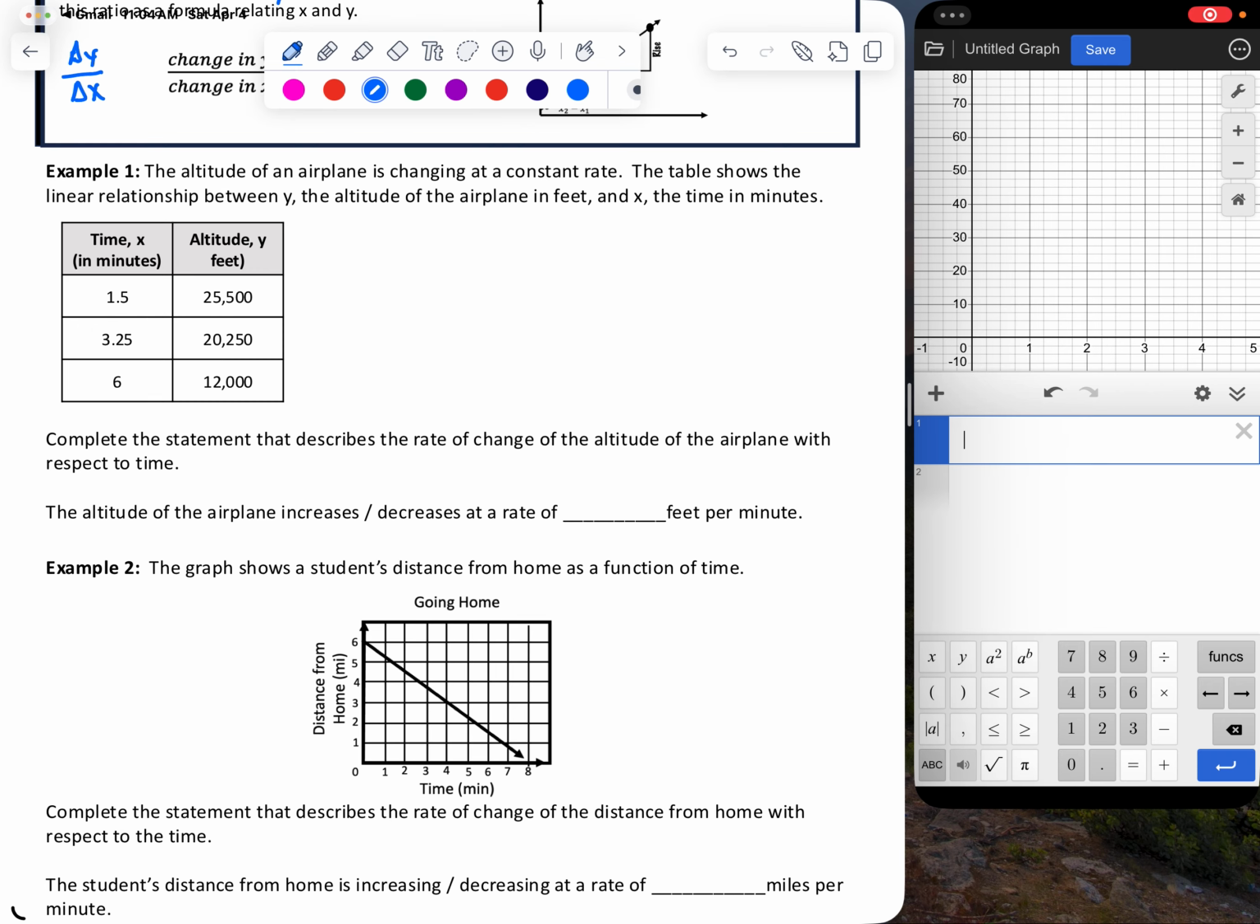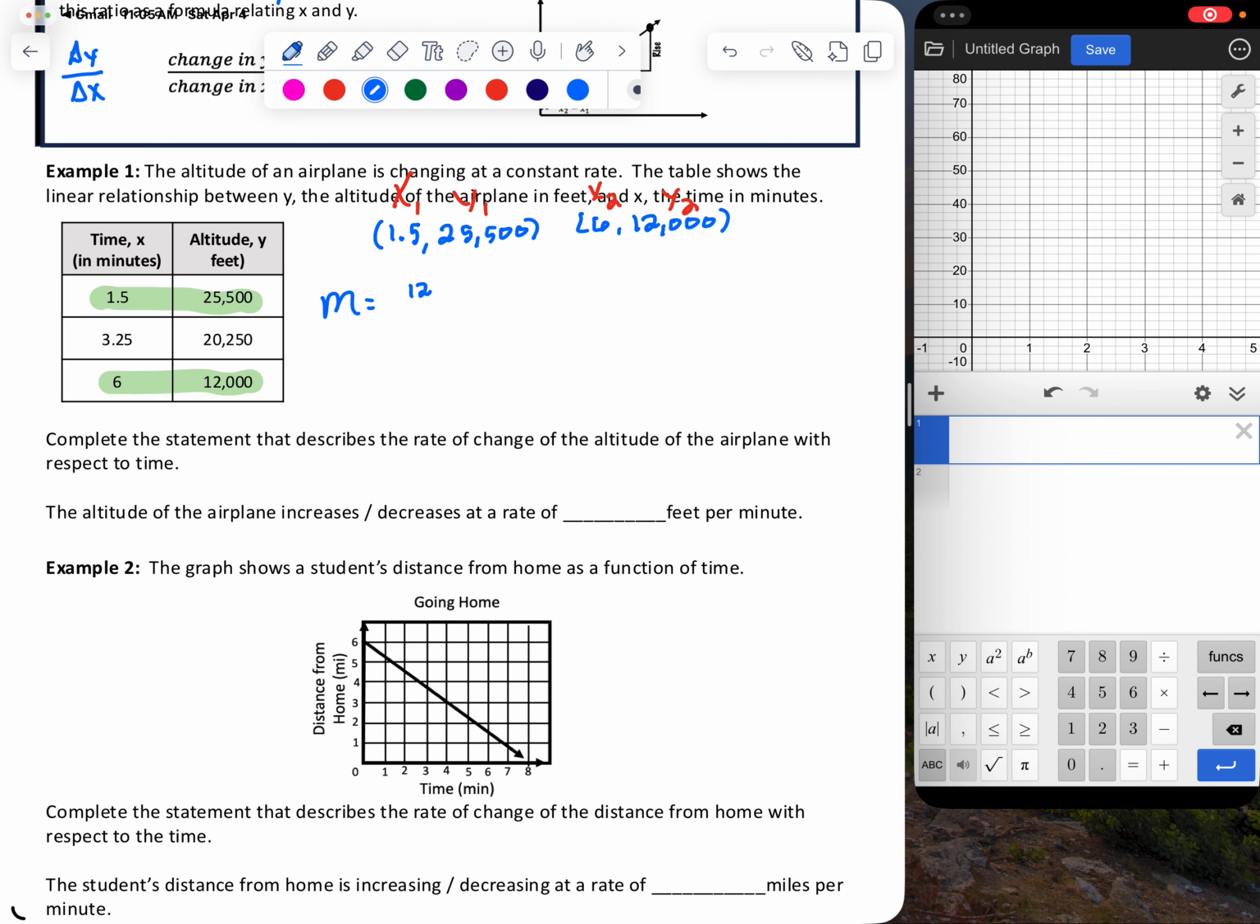When you're using the slope formula, you want to pick any 2 points in the table, and I try to pick the 2 most friendly points. So for this table, definitely (6, 12,000) would be a friendly point. And I think the next friendliest point would be (1.5, 25,500). So what I do is I write those down side by side: 1.5, 25,500, and 6, 12,000. All right, and then I'll label this x1, y1, x2, y2, and then we'll use our slope formula.